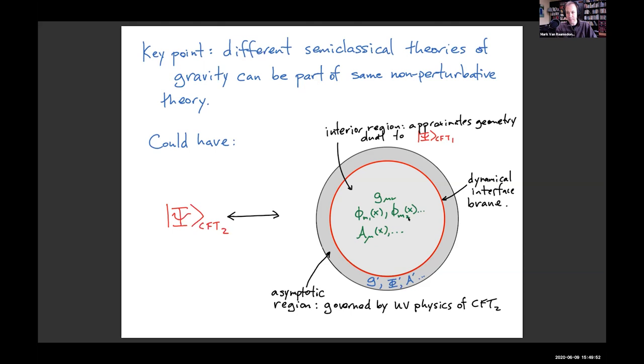Mark? Yeah. Are you saying that this is like an RG flow? So CFT2 flows to CFT1 in the infrared? Yeah, so I'm not saying that.